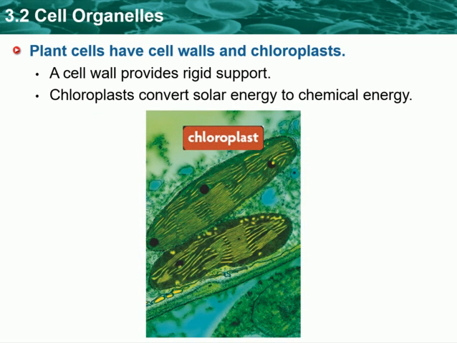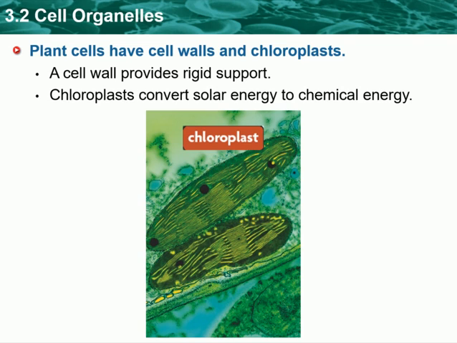Chloroplasts are organelles that carry out photosynthesis, which is a series of complex chemical reactions that convert solar energy into energy-rich molecules the cell can actually use. Photosynthesis will be discussed more fully in the portion of the textbook entitled Cells and Energy.